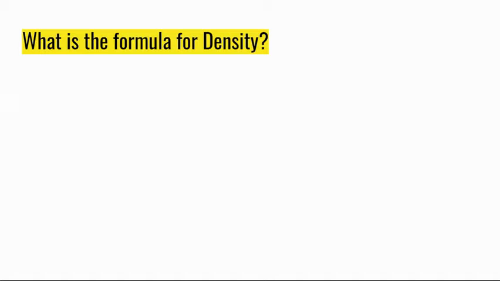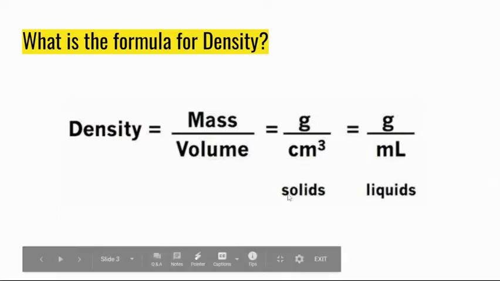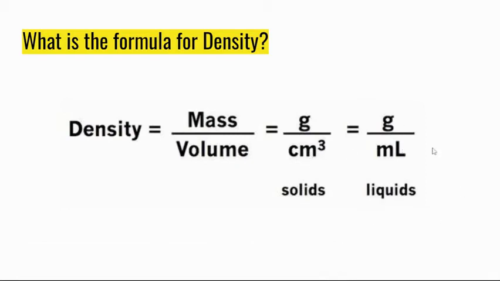So what's the formula for density again? Hopefully you said that it is mass divided by volume. And you'll notice that we have here what the units are if it's a solid, and over here what the units are if it's a liquid. So it's either going to be grams per cubic centimeter or grams per milliliter.